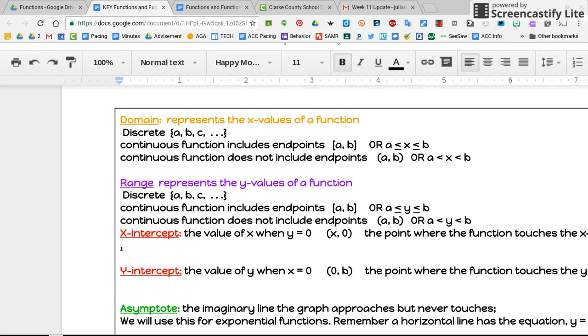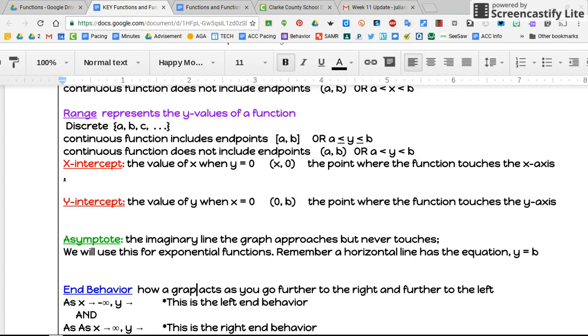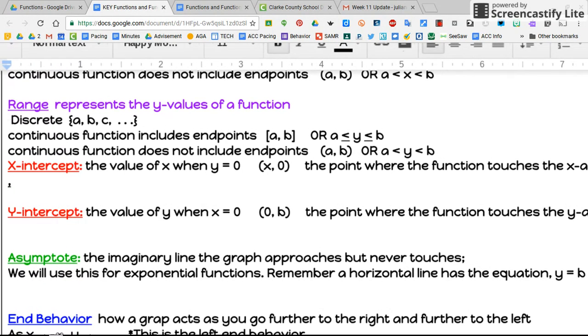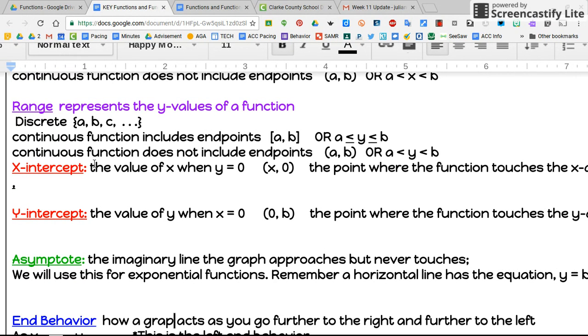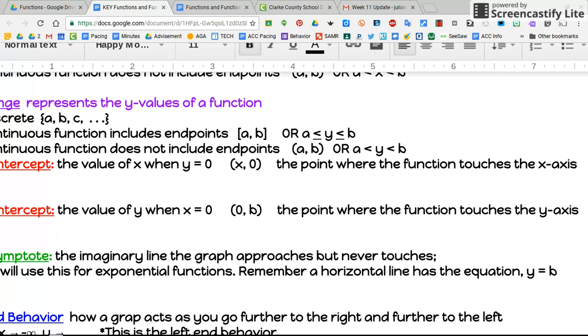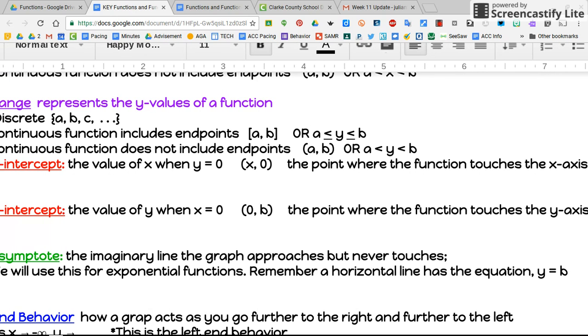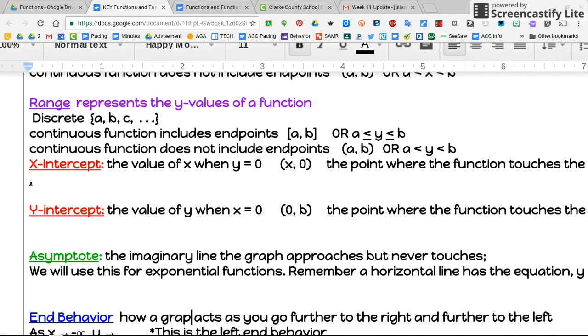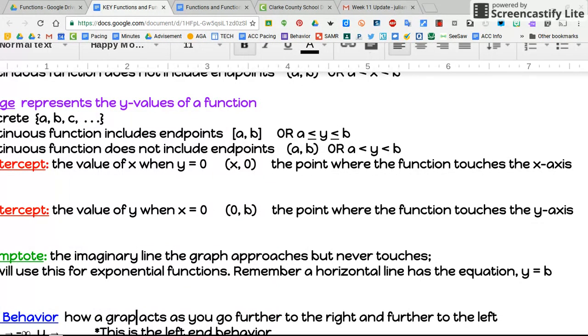The next thing is the x and the y intercepts. So the x-intercept is the value of x when y equals 0. That's our algebraic definition, and every x-intercept will have the ordered pair x, 0. On a graph, it is the point where the function touches the x-axis. A lot of times we say it crosses the x-axis, but it doesn't actually have to cross. The y-intercept is the value of y when x equals 0. This will look like 0, b. This is the point where the function touches the y-axis.